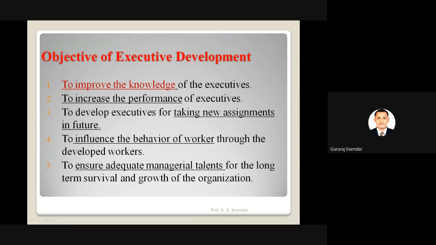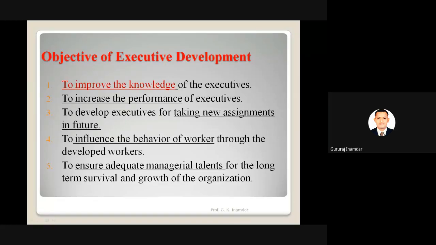To develop executives for taking new assignments in future. So whatever innovative things we are providing, or we are changing the attitude of that employee towards innovation, that will also be a development or output of that training. To influence the behavior of workers through the developed workers.